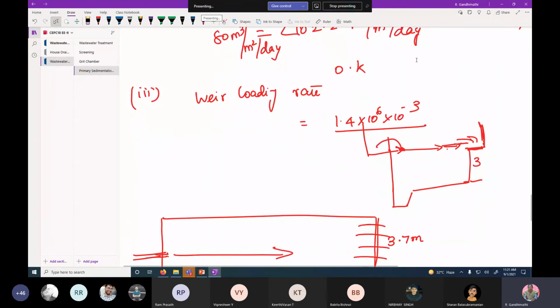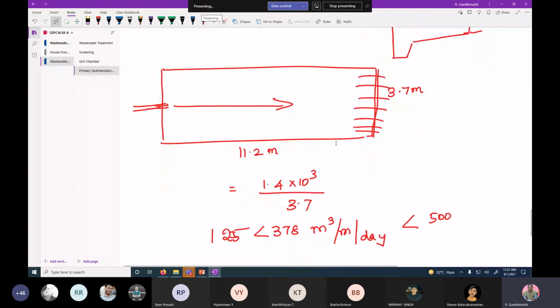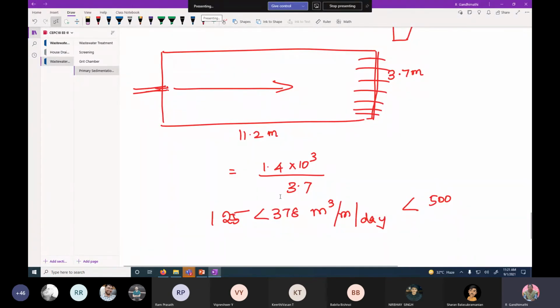Then weir loading rate. Weir loading rate is the flow rate divided by the length of the weir. The length of the overflow weir is across the width of the chamber. Therefore, the entire length to be considered as a width of the chamber, like a length of the weir. Okay, that is 3.7. Now it is coming as 378 meter cube per meter per day.